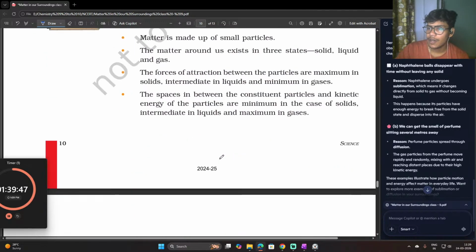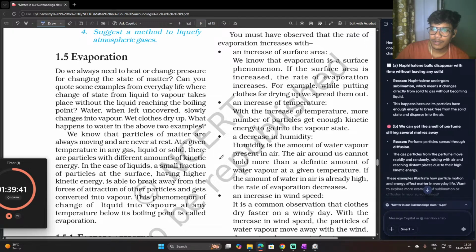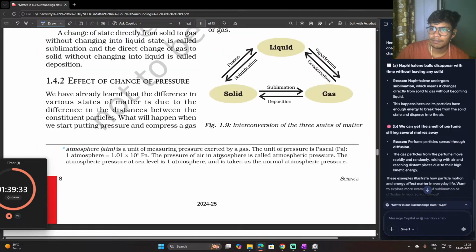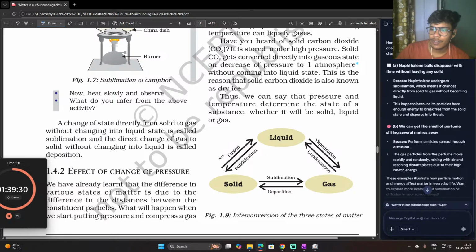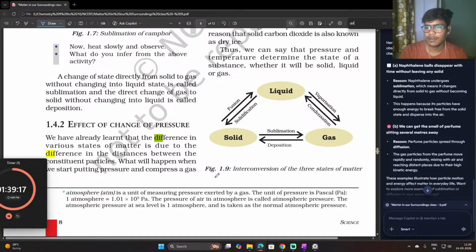Diffusion. Are you not telling about diffusion? Evaporation, I don't need evaporation. Fusion, solid to liquid. This is not what I'm looking for. I'm looking for diffusion. So if I use Ctrl+F, it will show me diffusion. Where is diffusion, bro? There is no diffusion.